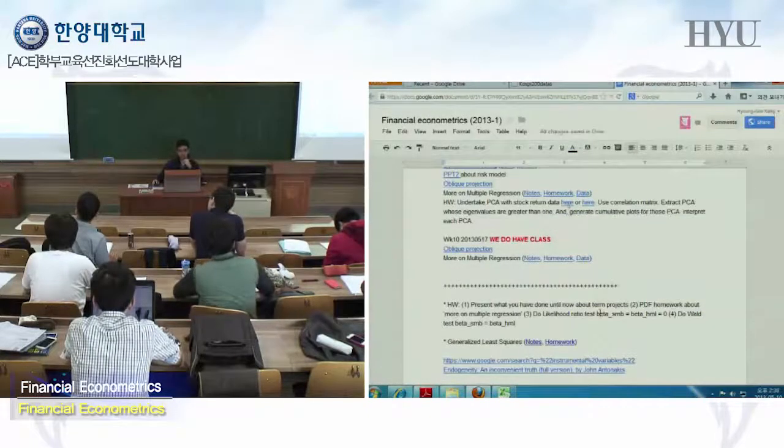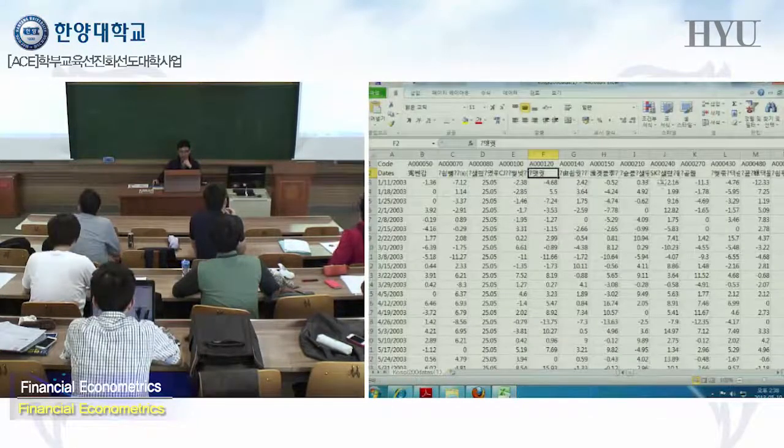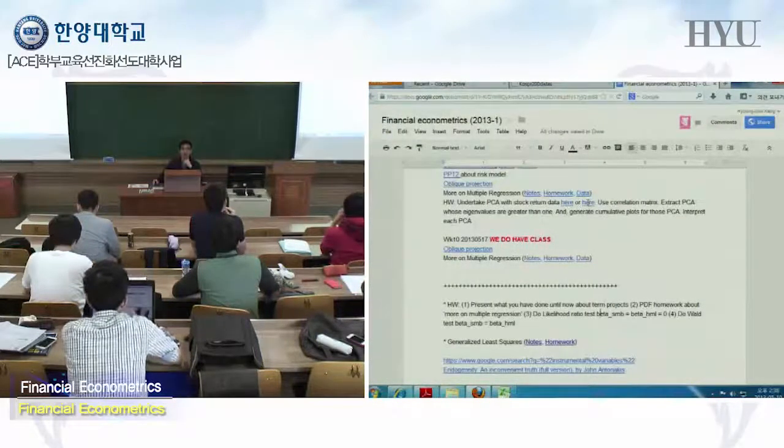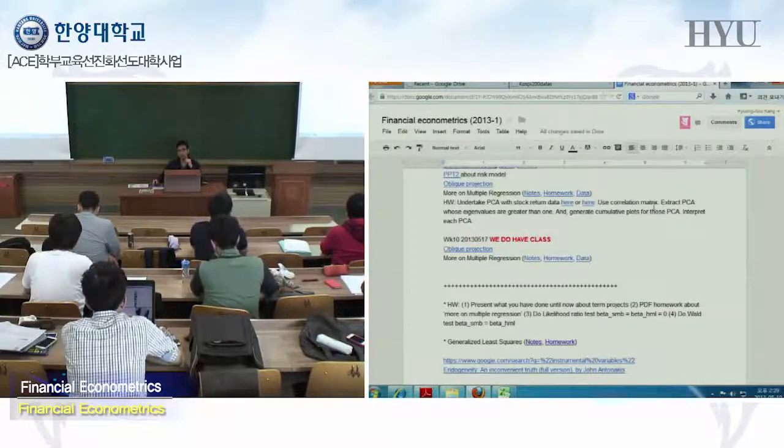So you can click either this one or this one. Okay, so anyway, the name of the forms. I think a second rank would be okay, but the first one is easier to download. And then use the correlation matrix. There are two ways to do the PCA, either covariance matrix or correlation matrix.